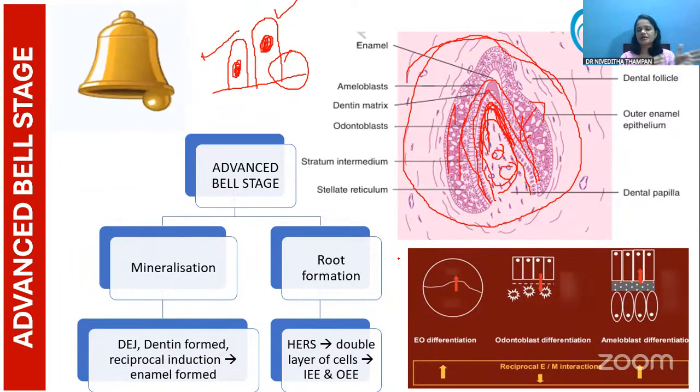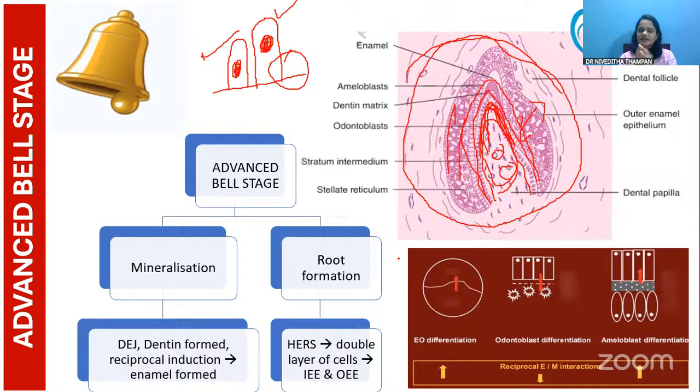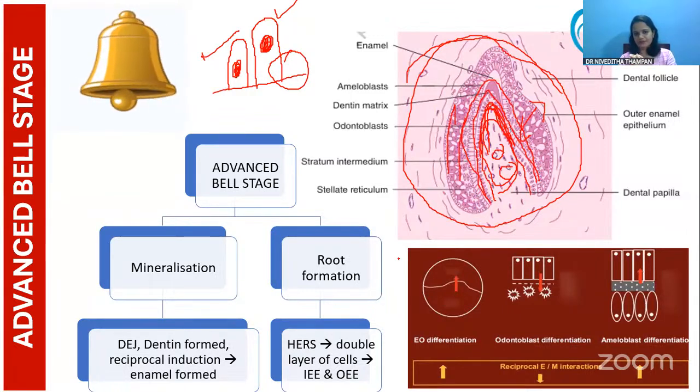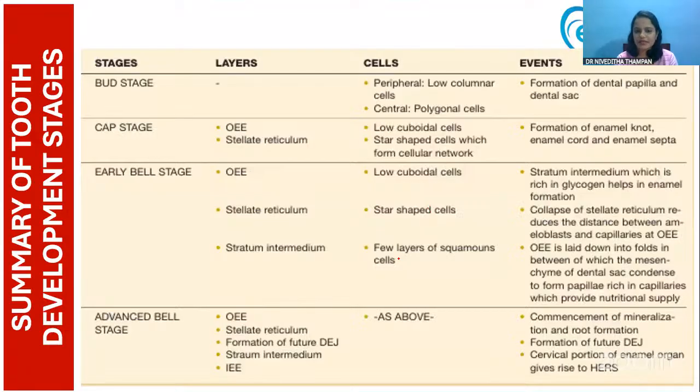That is called reciprocal induction, and such type of reciprocal induction is not much seen in any other part of the body. So three terms you have to remember: reversal of polarity, reversal of nutrition, and reciprocal induction. This is the summary of all the developmental stages. You can go through what layers are present in which stages, what cells are present in each stage, and what events are happening in each stage. So this is all about the morphological stages of tooth development.